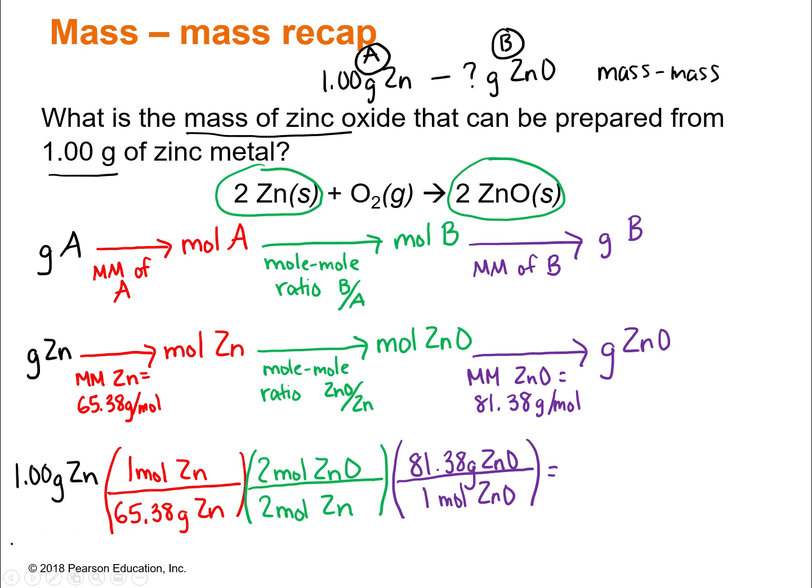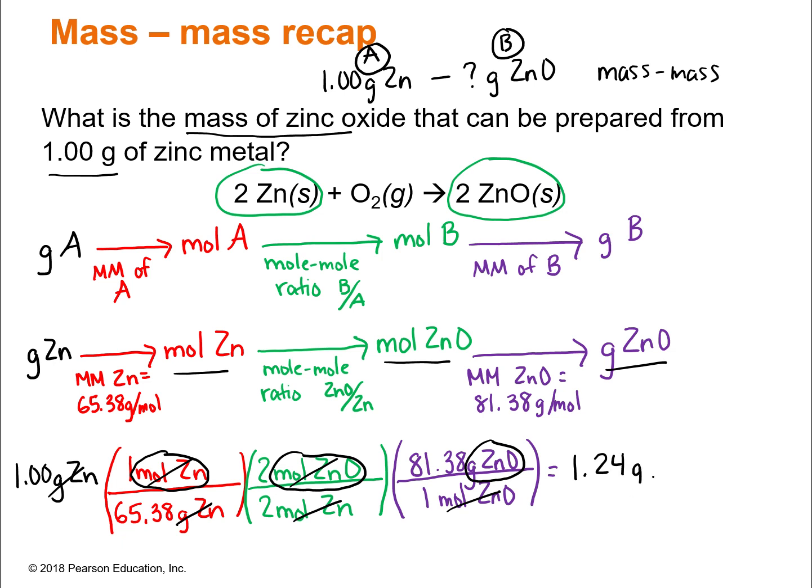When we cancel all of these units out, we should be able to follow along with our plan. We're starting with grams and converting to moles of zinc, and that's what we said our first step would be. Then we use the mole-to-mole ratio to get the moles of zinc oxide, and that's our second step. Finally, we use the molar mass of zinc oxide to get to the grams, which is what we want at the end. If you do all the math, you should get 1.24 grams.